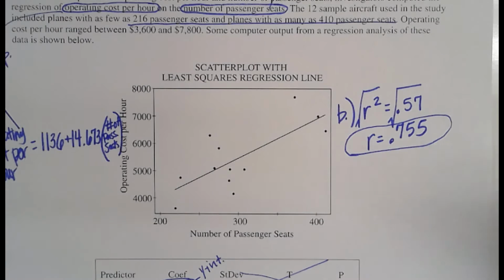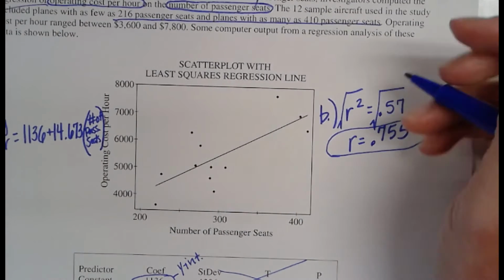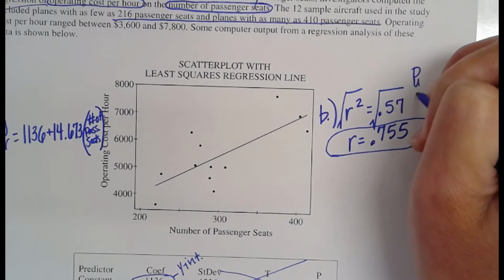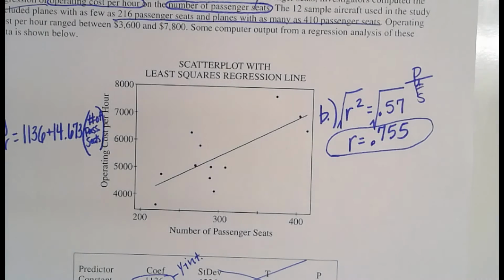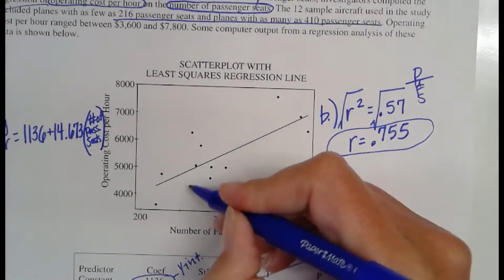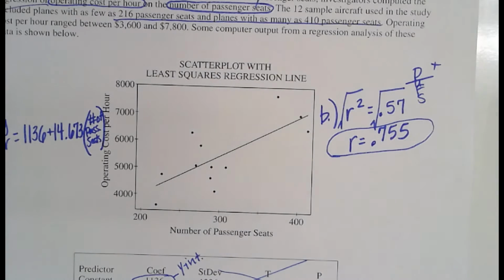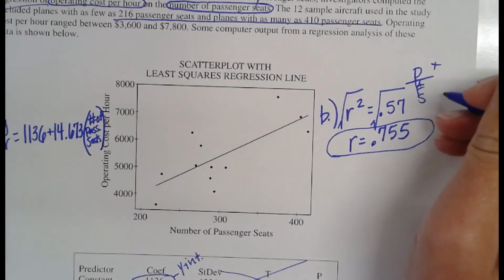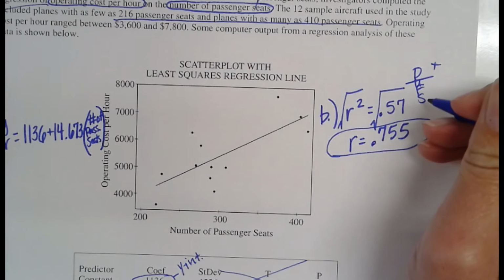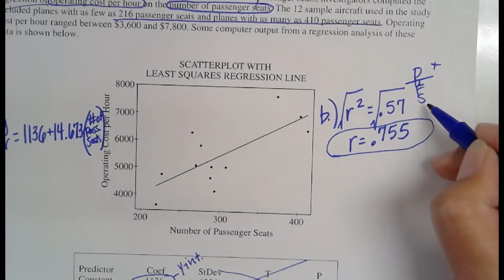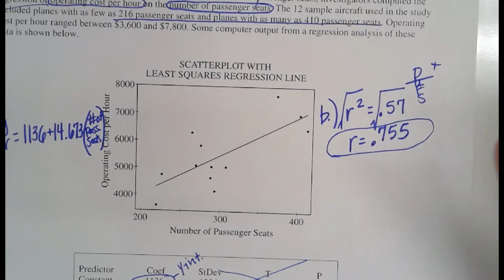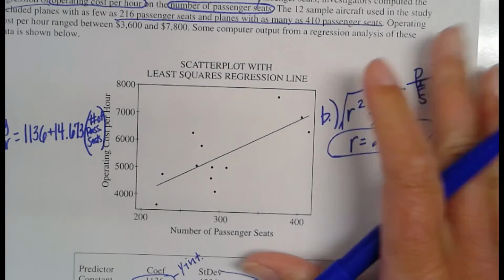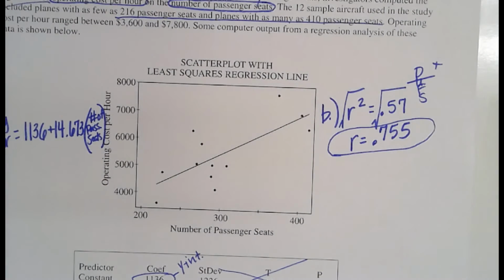Okay, that's r, but we have to interpret it. How do we interpret that? Basically, we're just going to do DUFS with no U. Direction is what? Positive. What is the form? It's linear, and it has to be linear with correlation. And your strength is 0.755, which is fairly strong. So we're going to write that out in words.